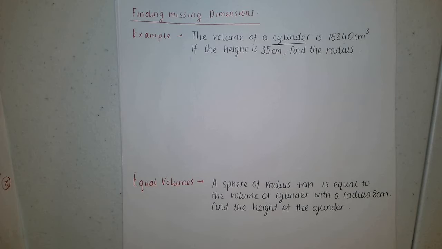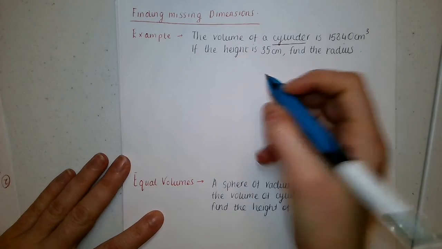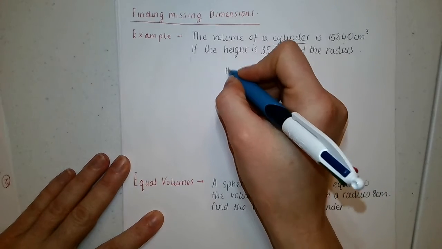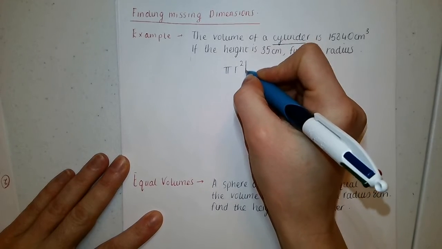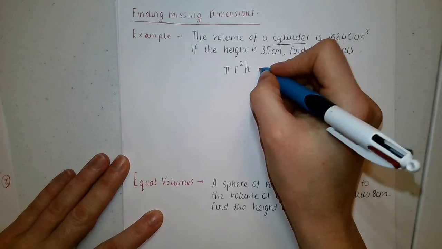So with these types of questions, they're not as straightforward as questions where you're given the height and the radius and you're asked to find the volume. Here you're given the volume and you're asked to work backwards. So the way that we do this is we form an equation to start off. We know from our tables and formula that the formula for volume of a cylinder is pi r squared h.